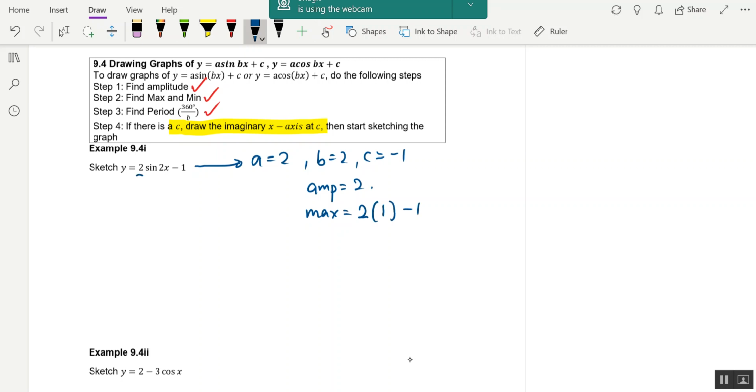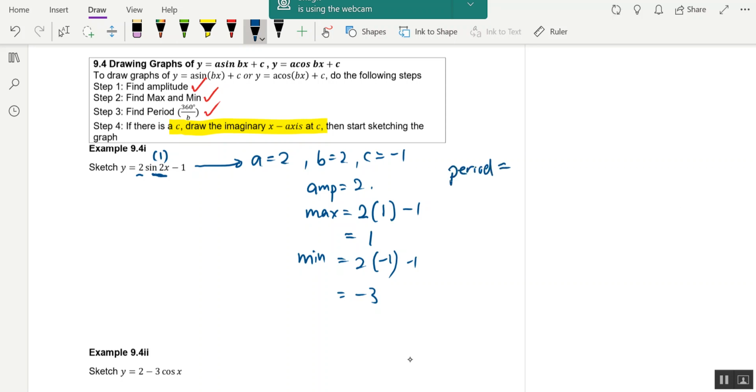Why? 2 is here. The maximum of a sine graph is 1. Then with a minus 1 down there, we write this as 1. Minimum: 2 bracket negative 1 minus 1, and that will be negative 3. See, all the concept is still the same. Finding the amplitude, finding the maximum, finding the minimum, find the period, the amount of time it takes to complete one cycle.